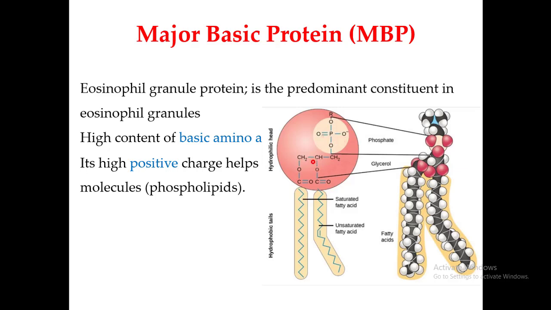Now, if you look at this phospholipid, this particular head is hydrophilic in nature, and these tails, which are the fatty acids, are hydrophobic in nature. Because of the presence of the phospholipid, the membranes achieve their integrity and their semi-permeable nature. As for the molecular weight, the major basic protein is actually a family of proteins, so the molecular weight is between 14 to 16 kilodaltons.